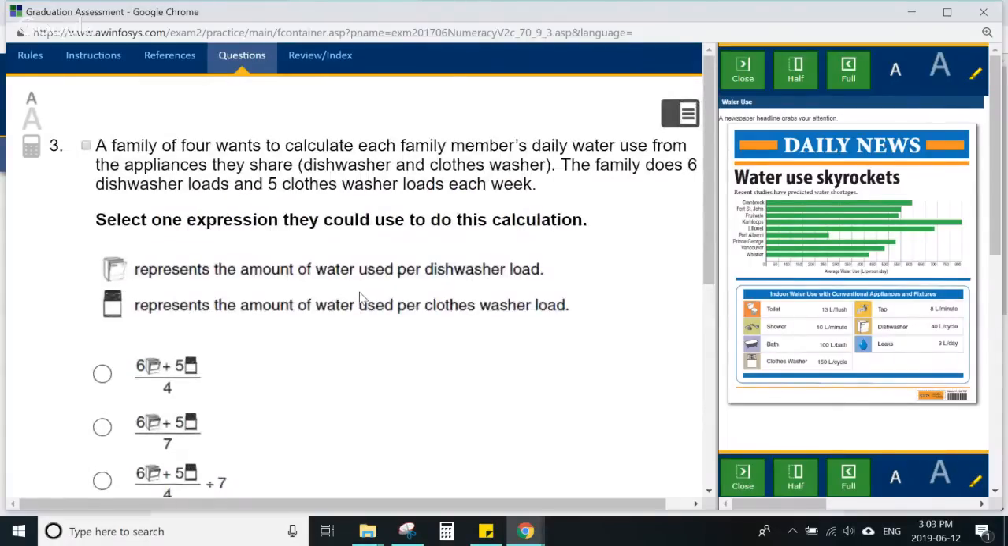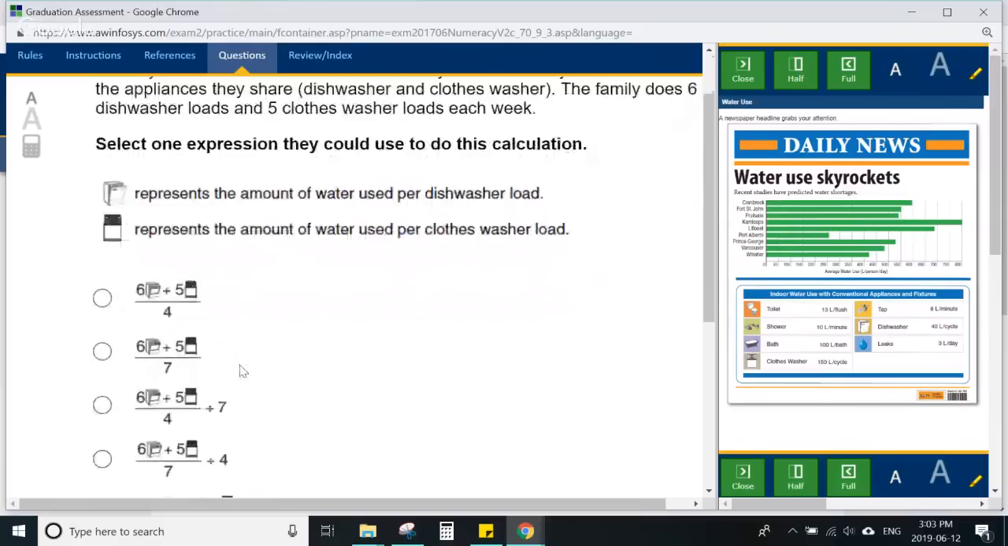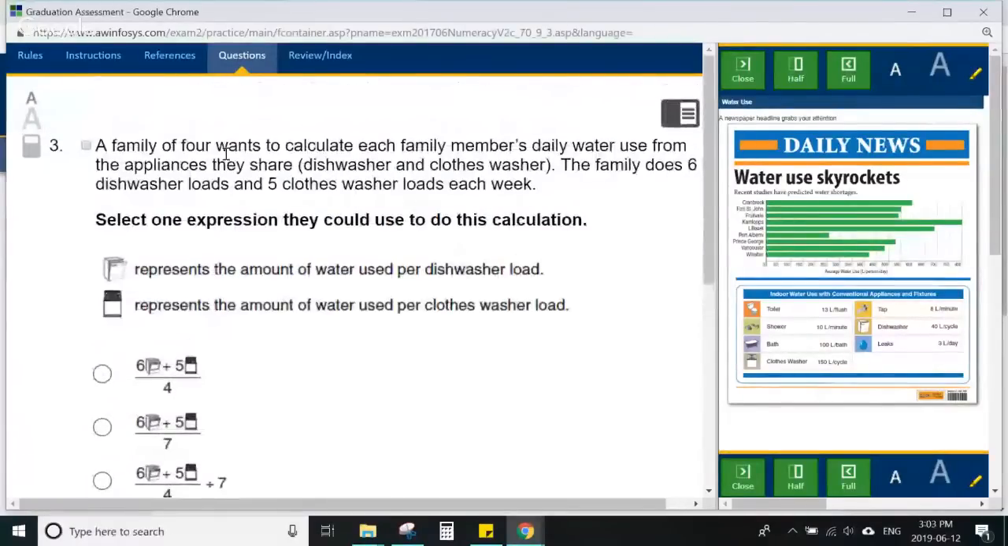This dishwasher is representing the amount of water in each dishwasher load, and the clothes washer is representing the amount in each clothes washer load. So this is 6 times the dishwasher loads plus 5 times the clothes washer loads, divided by 4. Why would it be divided by 4? Well, we might have 4 people in the house. So we're looking for an average family member's use for each week.